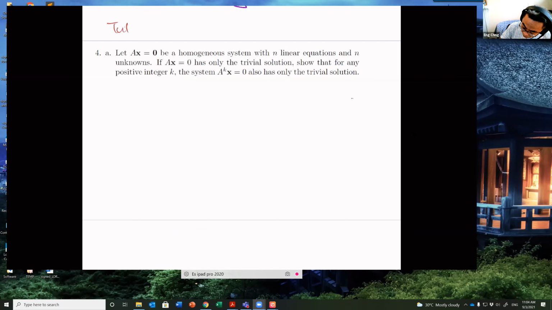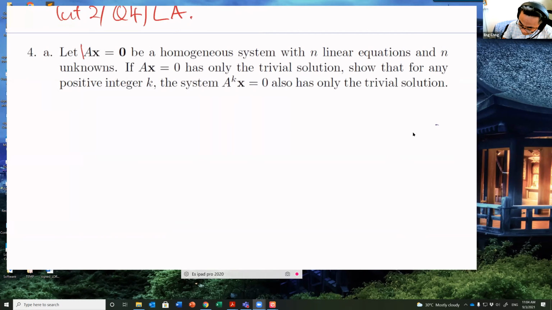This is tutorial 2, question 4, linear algebra. And let's begin. We first are told that AX equals 0 is a homogeneous system with n equations and n unknowns. So the n linear equations and n unknowns is basically telling us that A is a matrix with n rows by n columns. The n rows are for the n linear equations. The n columns are for the n unknowns. So that's what he's telling us.